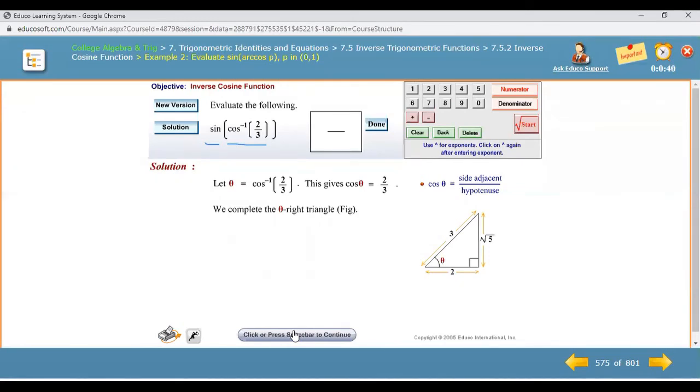We got all three sides initially. So I consider theta as cosine inverse 2 over 3. Finally, what I am looking for is sine of theta. What is sine of theta in this case? Radical 5 over 3, and that's the answer.